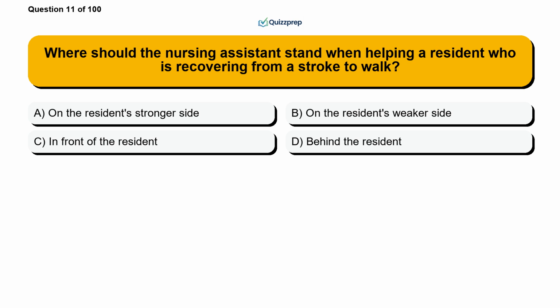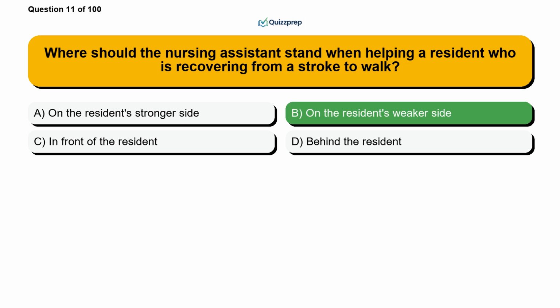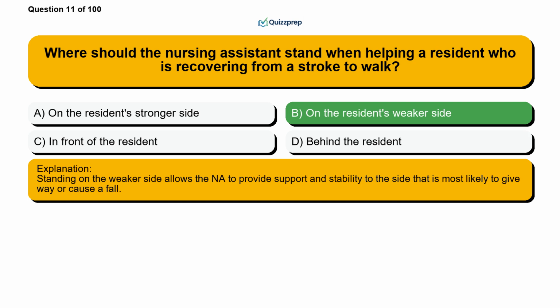Option B, on the resident's weaker side. Option C, in front of the resident. Option D, behind the resident. The correct answer is option B, on the resident's weaker side. Standing on the weaker side allows the NA to provide support and stability to the side that is most likely to give way or cause a fall.